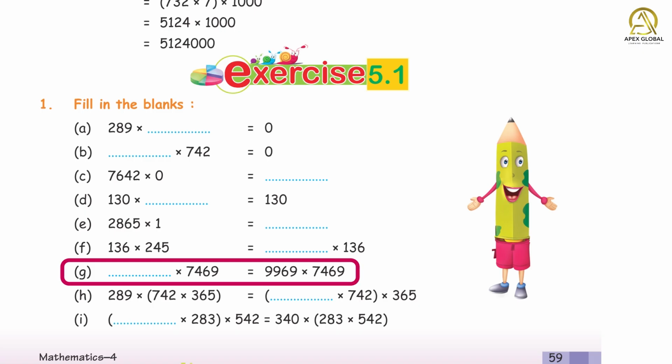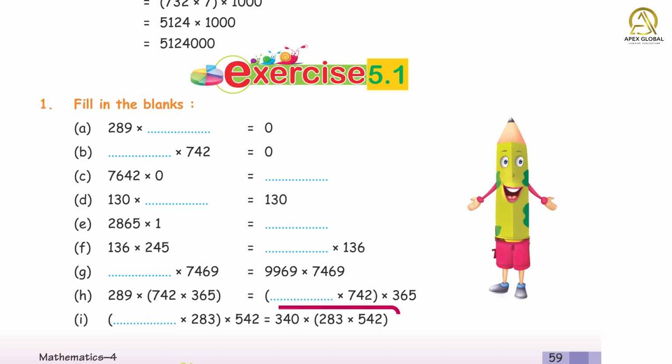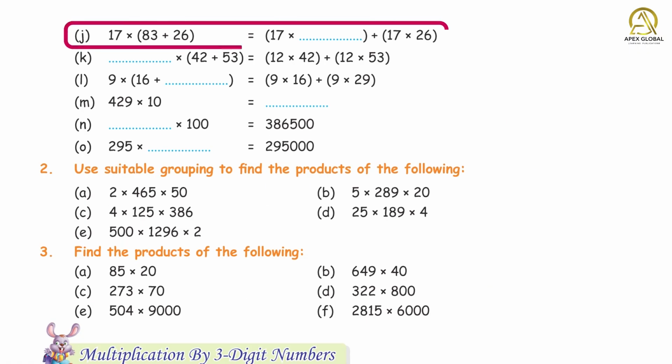9969 into 7469 is equal to 9969 into 7469. H. 289 into 742 into 365 is equal to 289 into 742 into 365. I. 340 into 283 into 542 is equal to 340 into 283 into 542. J. 17 into 83 plus 26 is equal to 17 into 83 plus 17 into 26.